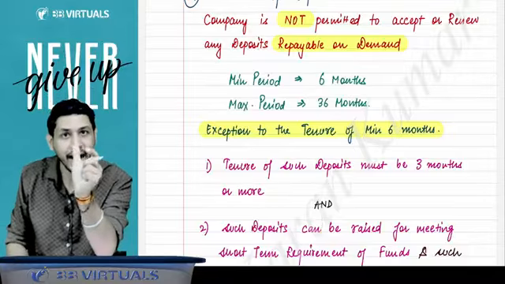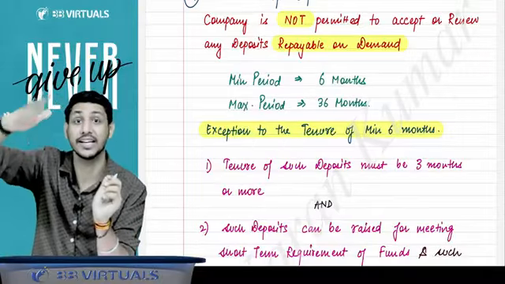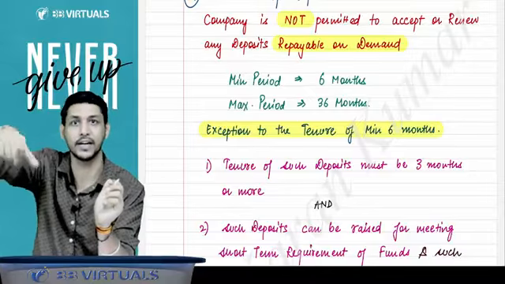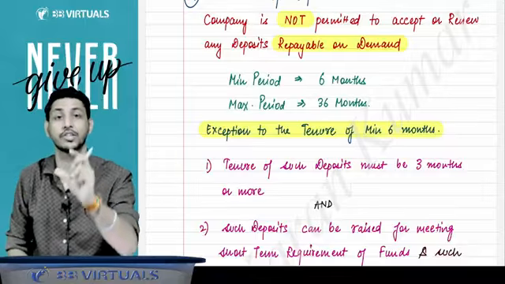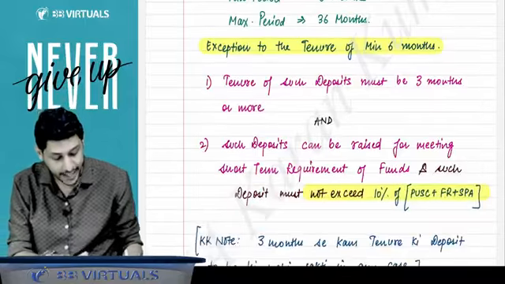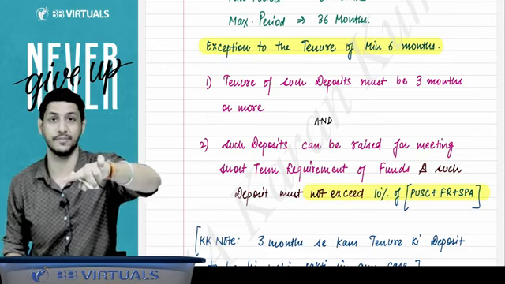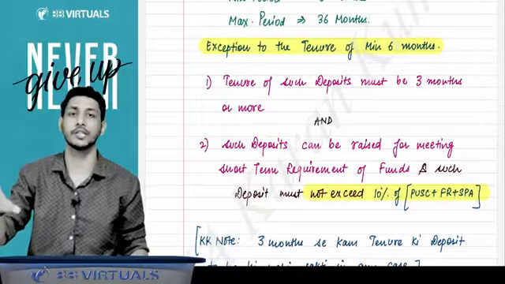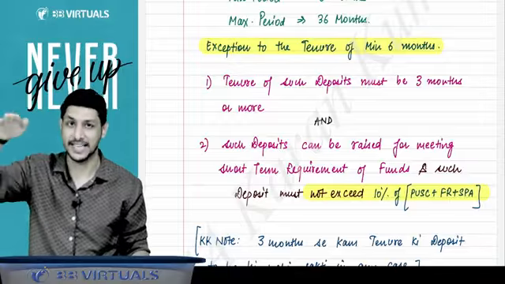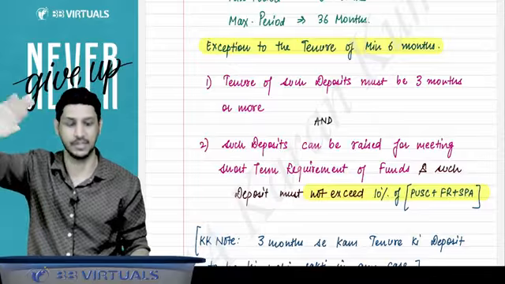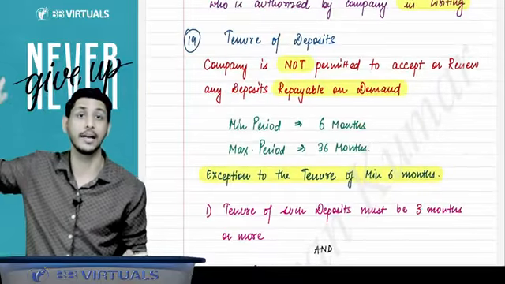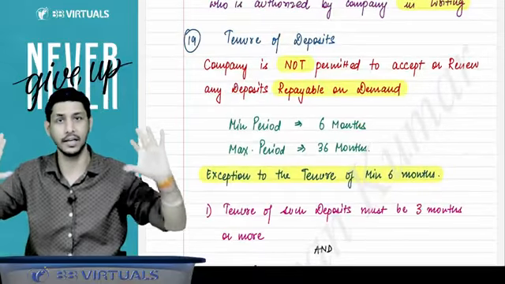And for the period which is less than 6 months, whatever amount you accept should not be more than 10% of the aggregate of paid up share capital plus free reserves plus SPA. If you are accepting deposits for a minimum of 6 months and a maximum of 36 months, the general tenure, then the limits I have told you are the applicable limits.